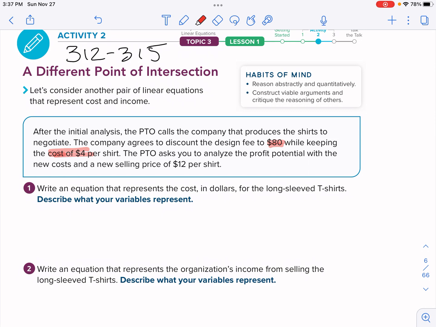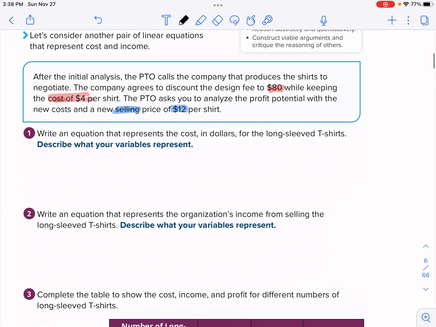And then from there, something that represents what we're selling. The last sentence, the PTO asks you to analyze the profit potential with the new costs at a new selling price of $12 per shirt. So in the last lesson, the PTO was selling the shirts for $8. Now they're making it slightly more expensive. They think people will still purchase the shirts, and this will help increase their profit margins. If you remember in the last lesson, we had to purchase 40 shirts for our break-even point. All right, number 1.